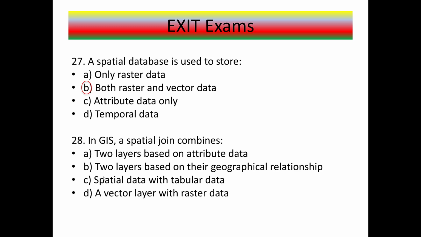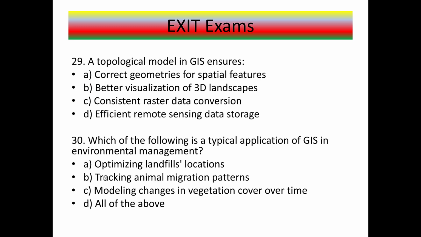28. In GIS, a spatial join combines: A. two layers based on attribute data, B. two layers based on their geographical relationship, C. spatial data with tabular data, D. vector data with raster data. So the answer is two layers based on attribute data. So we have two layers that have attribute tables. So in a spatial join, we have to connect two layers based on their attribute information.